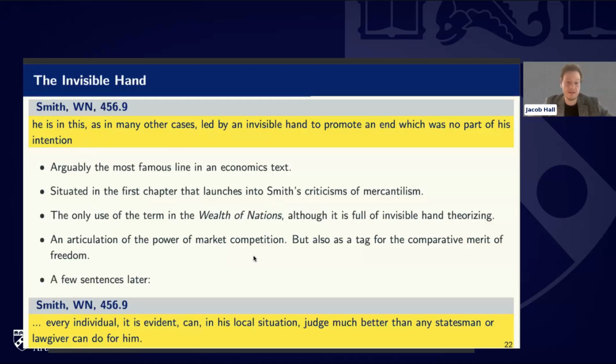When the state gets out of the way, then the invisible hand promotes an end which was no part of his own intention. And so Smith says a few sentences later, "every individual, it is evident, can in his local situation judge much better than any statesman or lawgiver can do for him." So the question of, well, where do I dock my goods? It's up to the local merchant, as it were. So it's not just about market forces. It's also a comparative tag for freedom, and I think a good one.